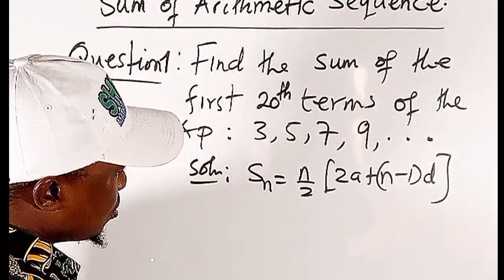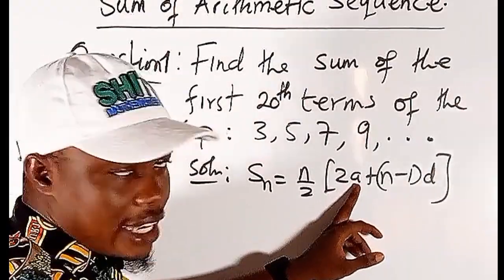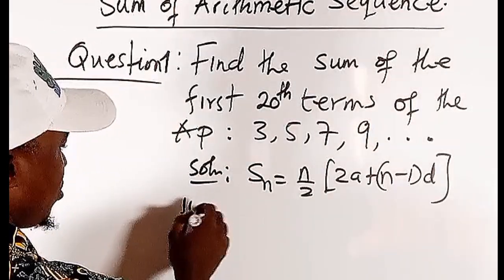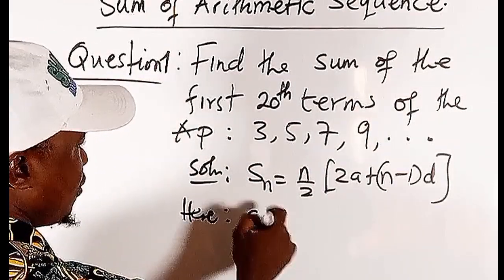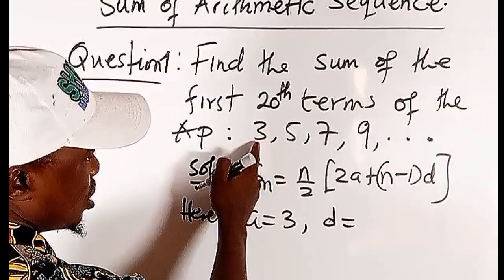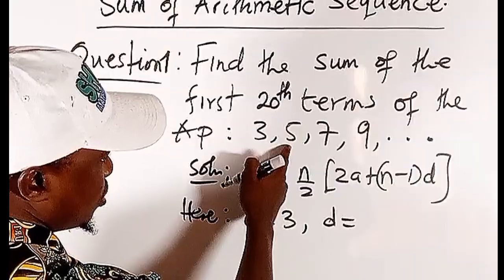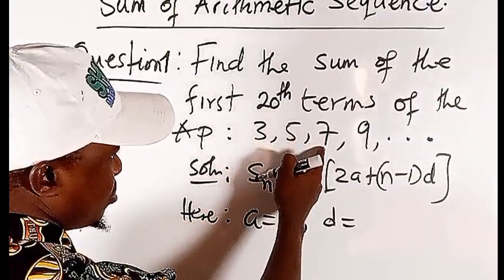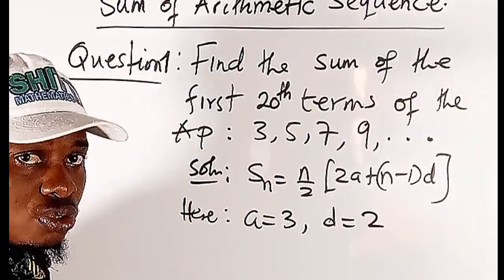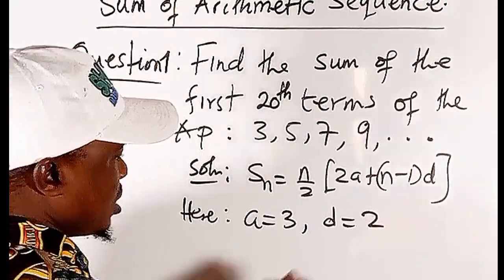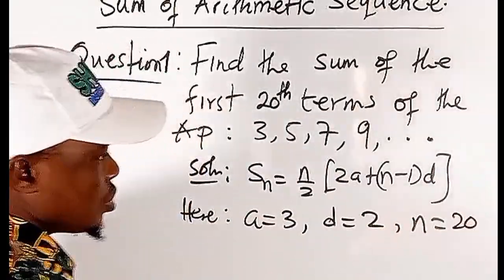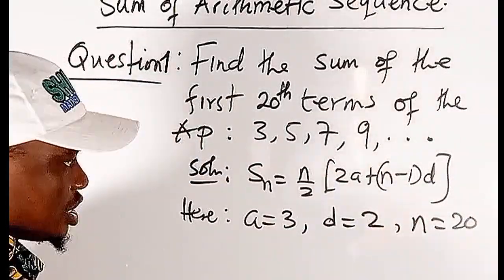Now from here, we need our A and we need the D. So we can easily get here, we have A, our first term, to be 3. And the common difference is when you deduct 3 from 5, or you deduct 5 from 7. So therefore we have our common difference to be 2. Now, what is our N? Our N, where we are going, is 20. So just do the substitution and put these values into the formula.